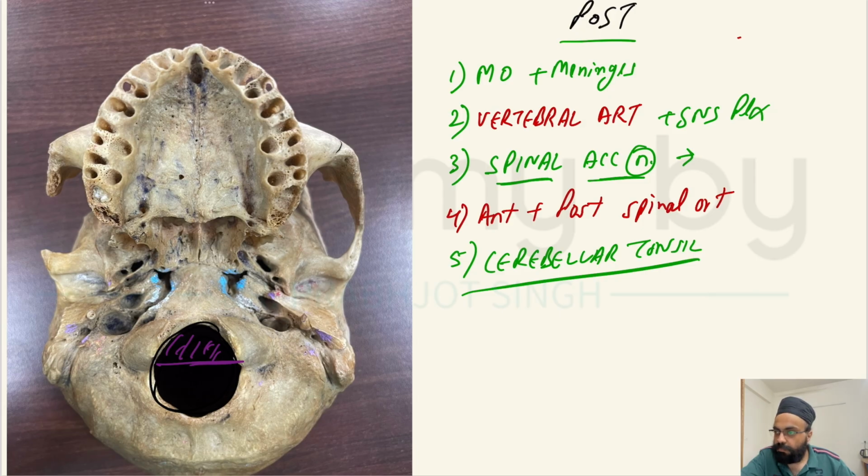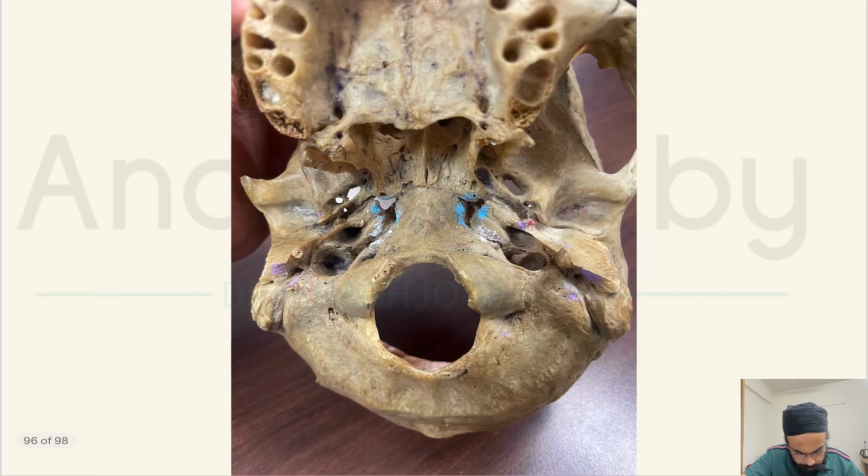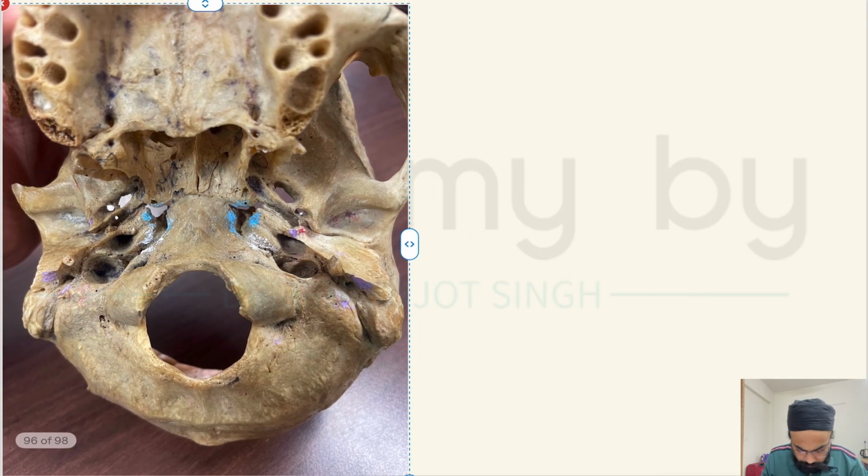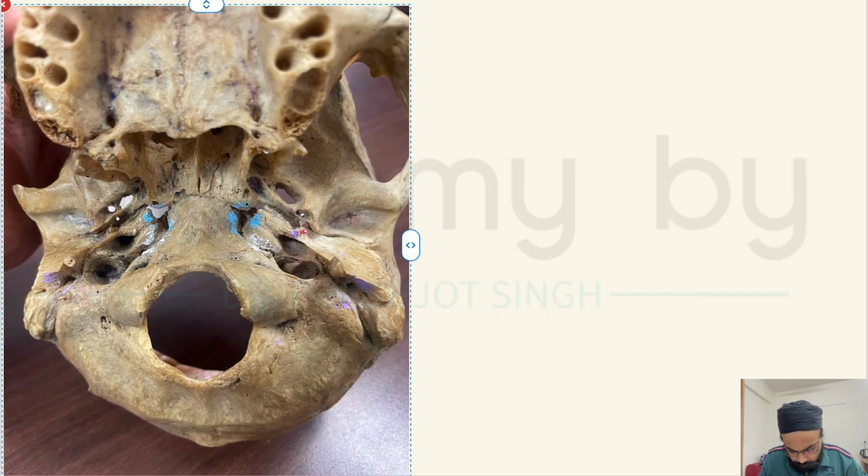Now after the foramen magnum, what do we have? After the foramen magnum we have the jugular foramen. Which one is the jugular foramen? This one. Let us have a look in some other image. Can you see this one going in a zigzag way? This was the carotid canal and this is the jugular foramen. This is the carotid canal and this is the jugular foramen.